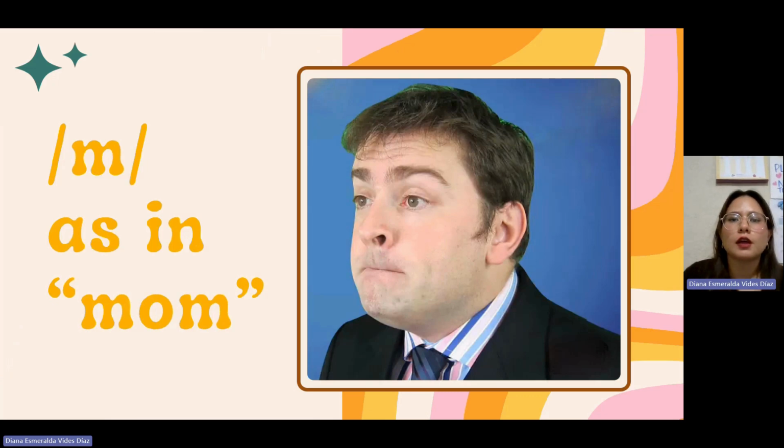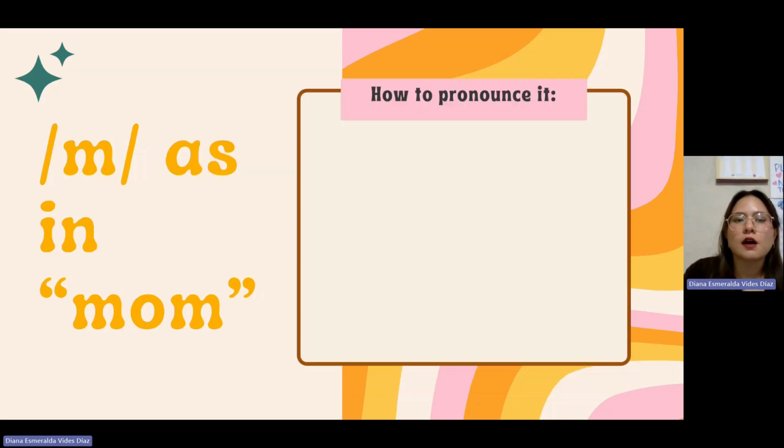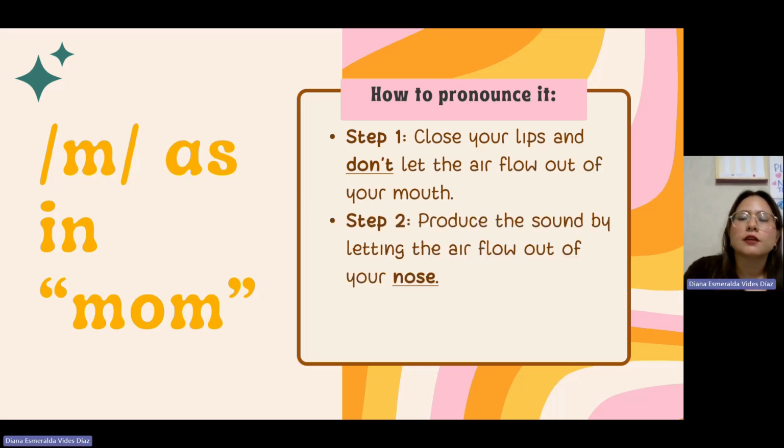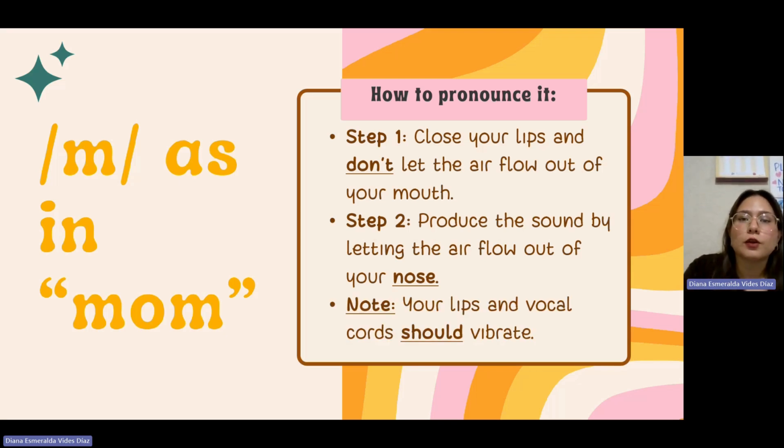The first topic is m as in mom, and let's start on how to pronounce it. The first step is to close our lips and not let the air flow out of our mouths. We are going to do it like this. The second step is to let the air flow out of our nostrils or our nose. A little note is that we are going to feel how our lips and our vocal cords vibrate while doing it.